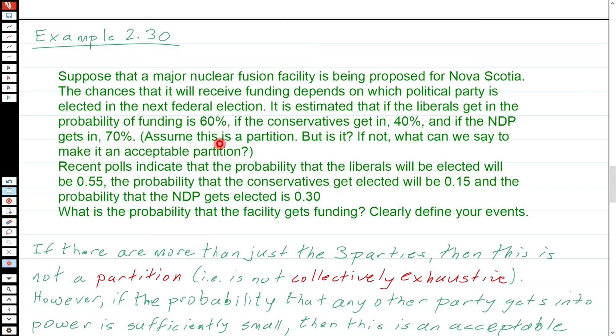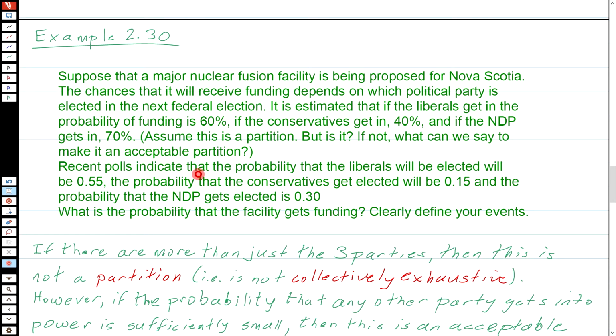Assume this is a partition. What that means is, are these the only 3 parties that can be elected in the next federal election? Well, generally they're not. There are usually other parties like the Green Party, and we're ignoring them. If the probability of these other parties being elected is sufficiently small, that's a reasonable approximation. But if it's not, you have to include those other possibilities. For now, let's just assume that there are only these 3 possibilities for simplicity.